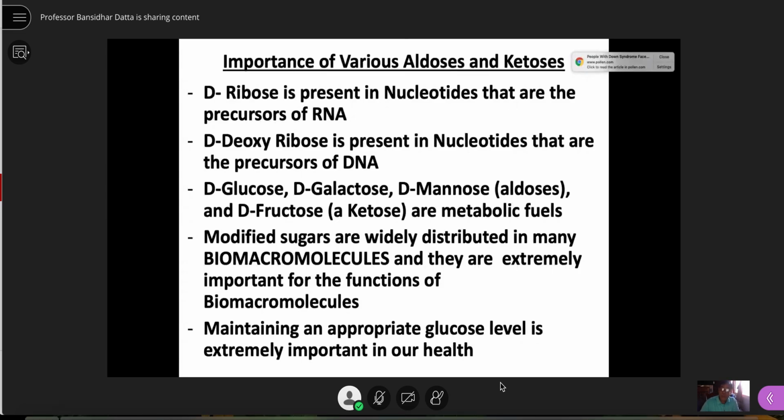Yes? Too much glucose can cause what? Diabetes. Diabetes, type 1, type 2. Usually type 2 is the big trouble, and 90% of diabetes patients suffer from type 2, self-control. Type 1 is where the insulin has a problem. But the glucose level is the one causing it. Remember, glucose is important for our health.